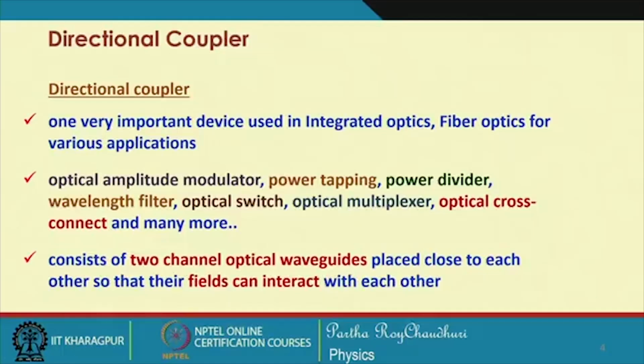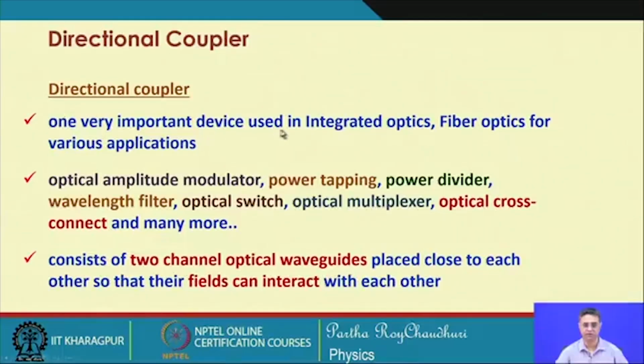That is why it is very important, and this directional coupler is a very useful component, a host of many devices in optical communication, in sensors, in integrated optics. It is a very important device used in integrated optics and fiber optics. We will look at how directional couplers have encroached almost every part of the communication system, and are also very useful for optical sensors.